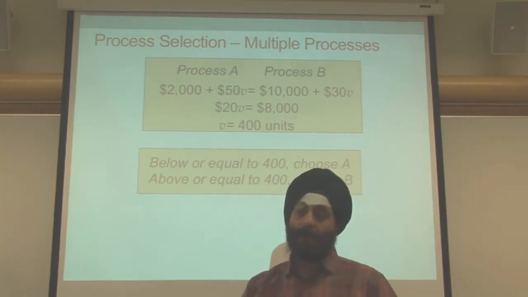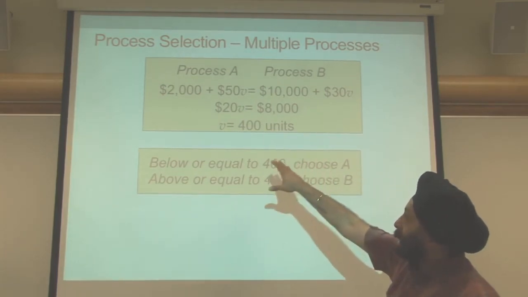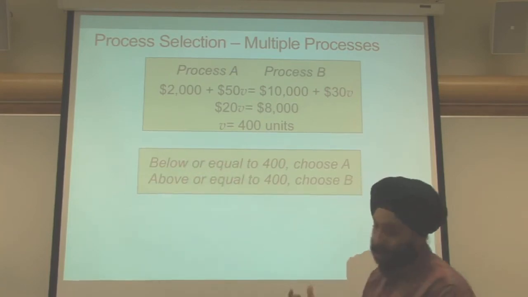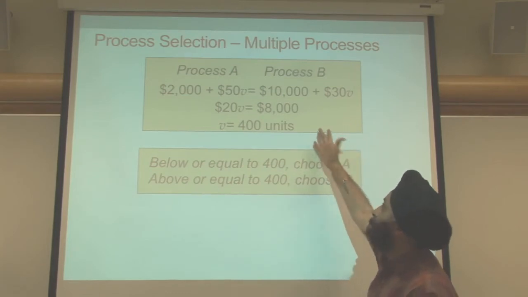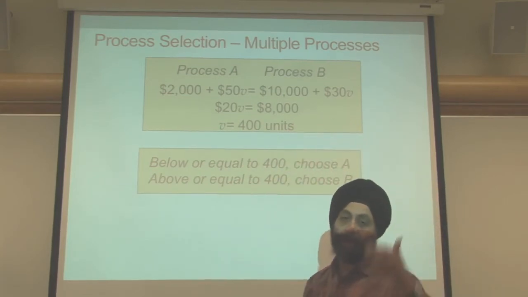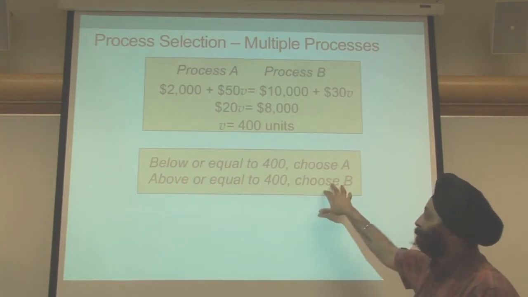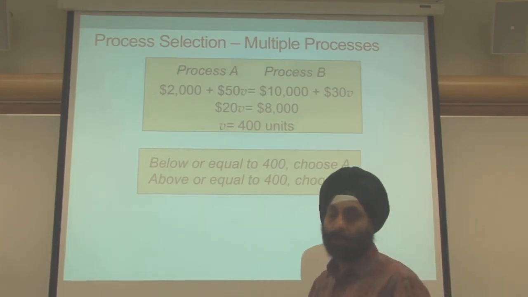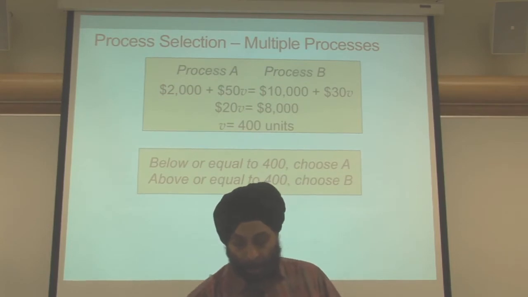That means anytime you're making less than 400 units, you better choose A because that has a lower fixed cost. But over 400 units, you should choose B because at that time, you are not only covering the fixed cost of 10,000, but after that, your variable cost is a lot cheaper. So it makes more sense to go from 401 onwards and choose process B. So that's the break-even in that case.